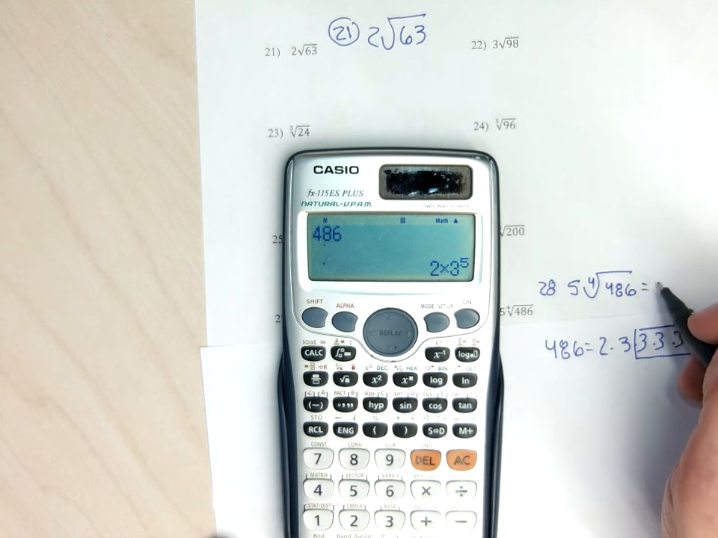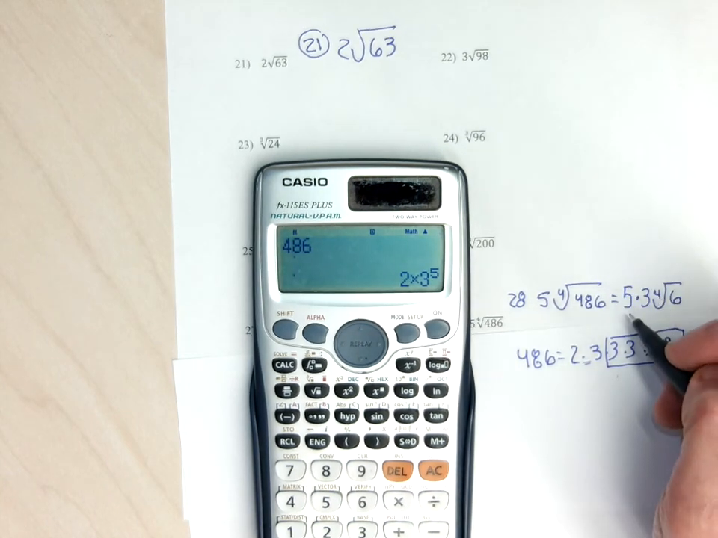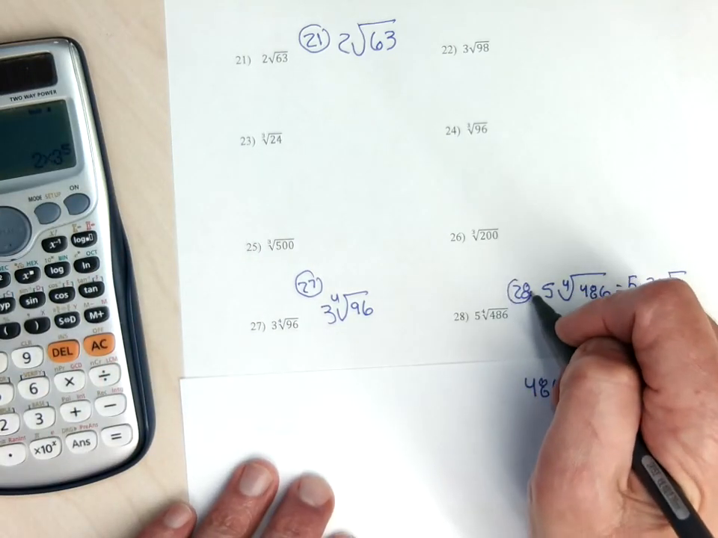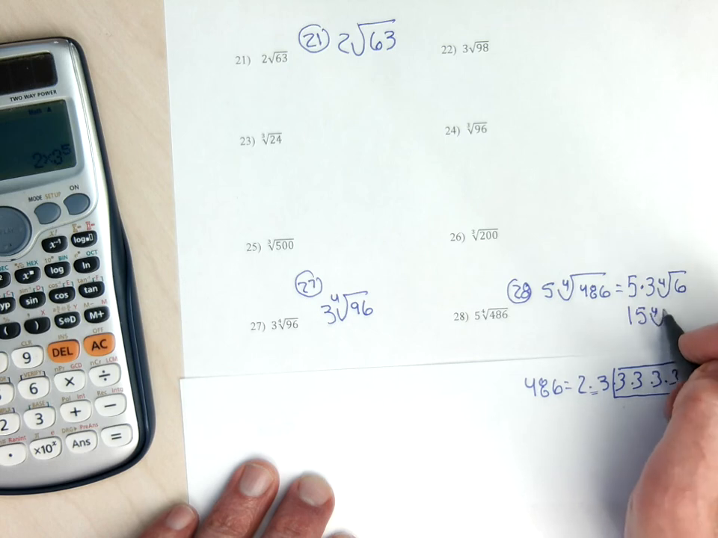In this problem, there's a 5 out front from the given problem. I'm going to bring a 3 out front from the 4 of a kind, and under my radical, I'm going to get a 6 from the 2 and the 3 that were left over. And then for an answer for problem 28, I'm going to say this is 15 times the 4th root of 6.